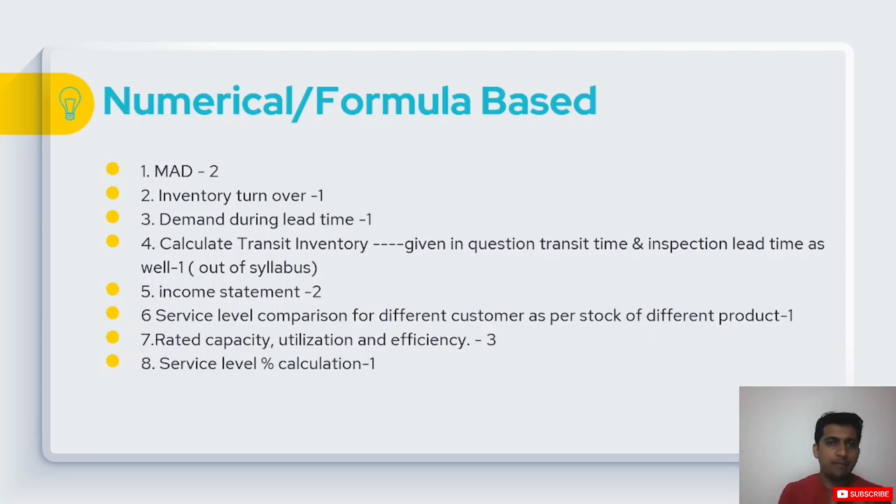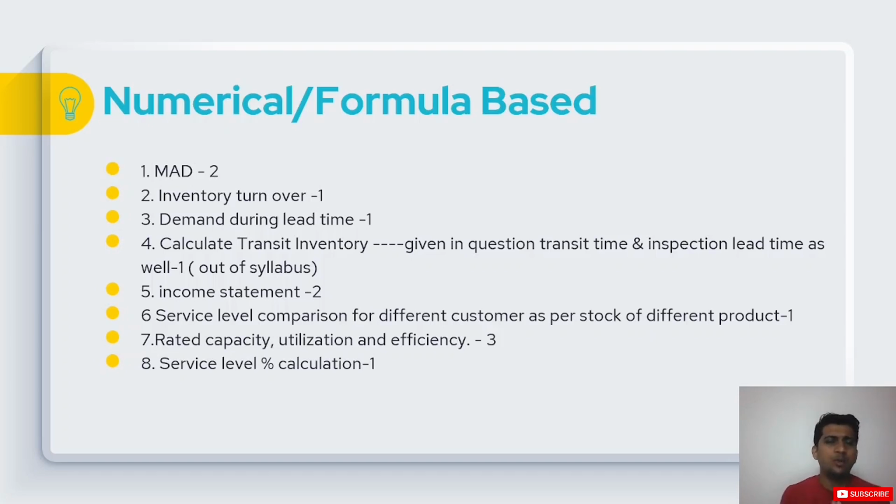And specifically, which I have mentioned on the slide, these are the formulas, or these are the topics from which you can expect the numerical questions. The first is mean absolute deviation, inventory turnover, demand during lead time, calculate transit inventory, income statement, service level comparison for different stock as per customer. Also fill rate. So in service level, you can also expect the fill rate questions, rated capacity, utilization, efficiency, service level percentage calculation. So these are very important. So I'll suggest for all these topics, write the formulas down on a paper, have it with you, say it day in day out, and also before the exam.